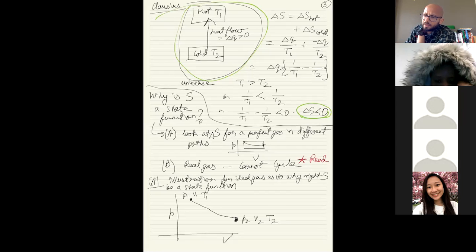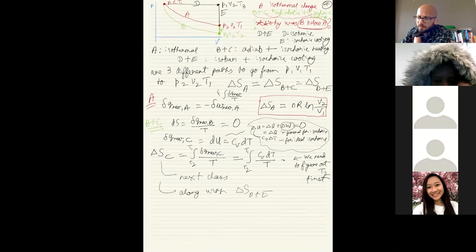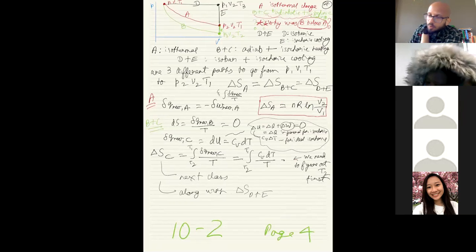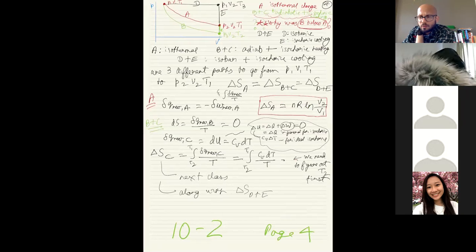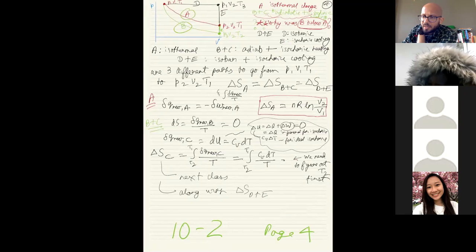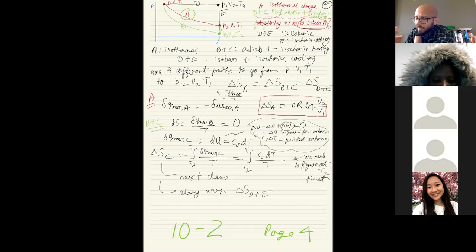In order to prove that S is a state function, we first looked at an example. This example is useful. This is 2nd October, page 4. We looked at an ideal gas undergoing changes in 3 different ways: pathway A, pathway B plus C, and pathway D plus E. Isothermal, adiabatic plus isochoric, and isobaric plus isochoric. We calculated the entropy change for all 3 of these.